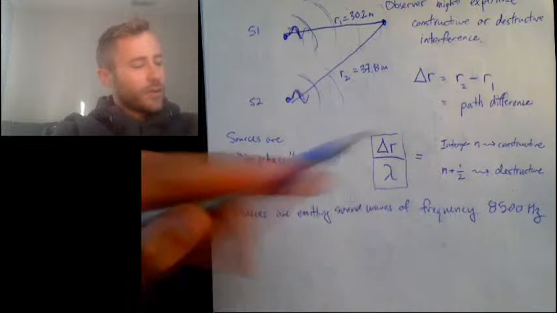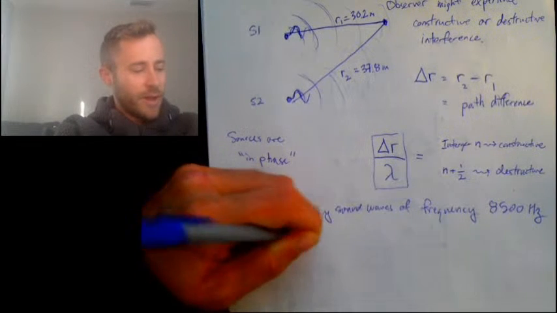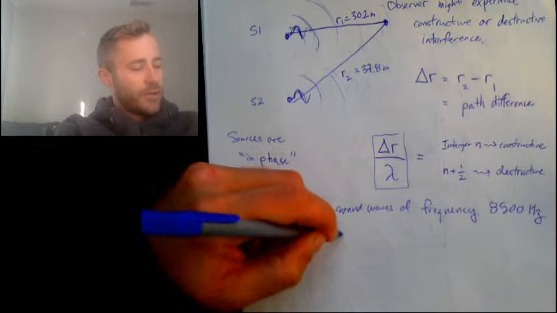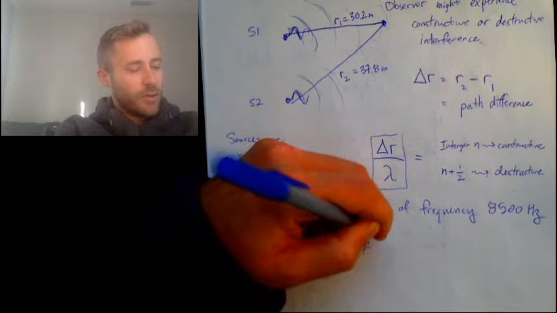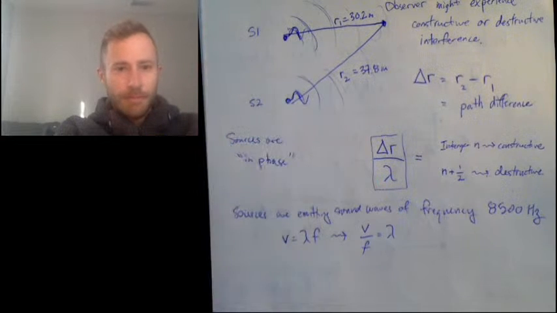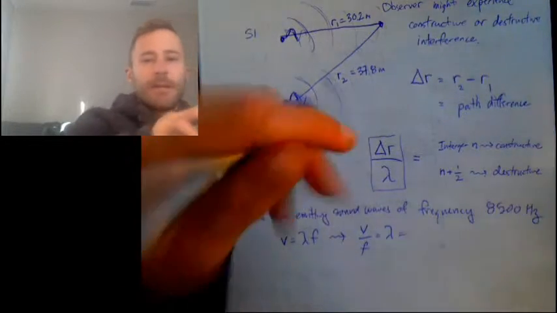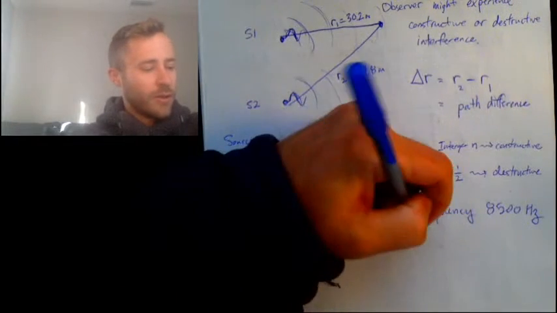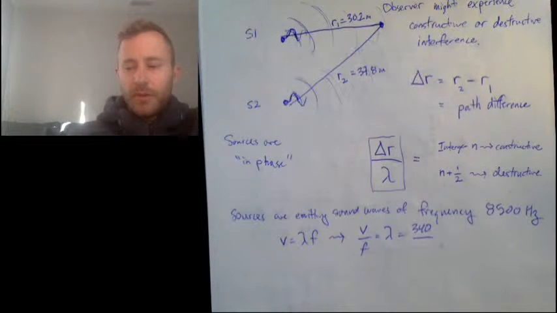So first thing I'm going to do is compute lambda. So I have this equation v equals lambda f. All right. So that says, dividing both sides by frequency, I get v over frequency equals lambda. So the speed of sound, as I told you in another lesson, is 340. The frequency is 8,500.